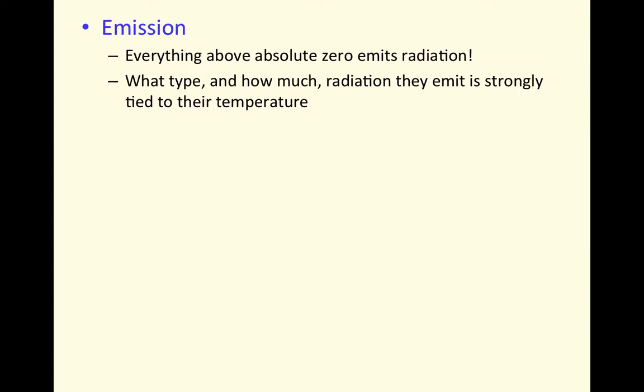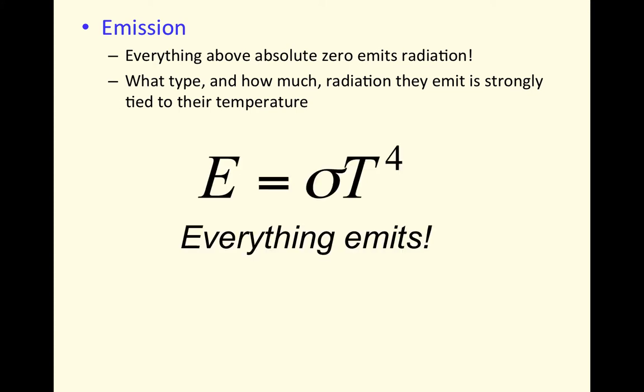Again, emission: everything with a temperature above absolute zero emits radiation. That includes everything in the entire climate system. What type and how much radiation they emit is strongly tied to their temperature. Again, we're just looking at the Boltzmann law here that says that.